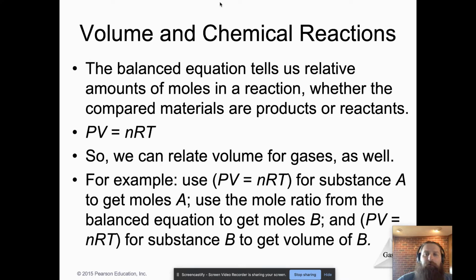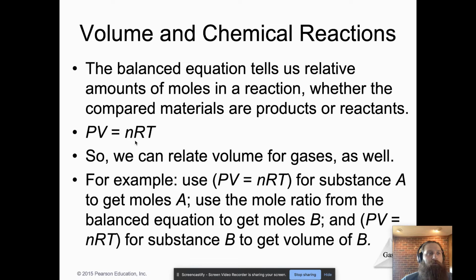A balanced equation gives us the relative amount of moles in a reaction. So if you know the amount of moles in a reaction, if you have the balanced equation, then we can relate that to the volume for gases as well. Since the number of moles and the volume of a gas are proportionate, if we know one or the other, we can calculate the unknown. If you think back to the stoichiometry that we did last year with PV equals nRT, a lot of times we were just solving for n there, and that's not really going to change.